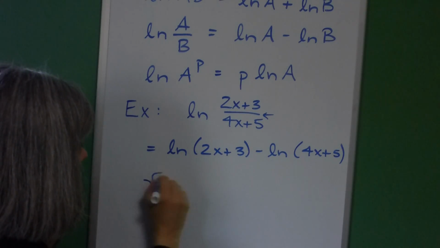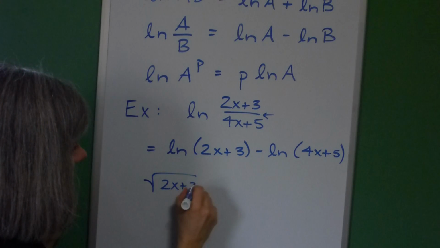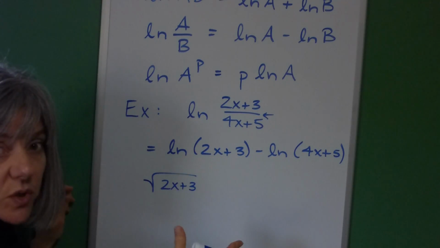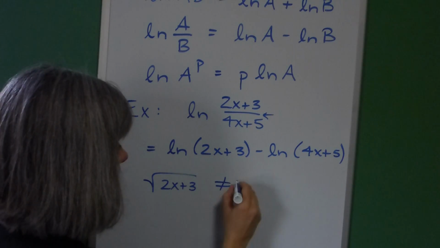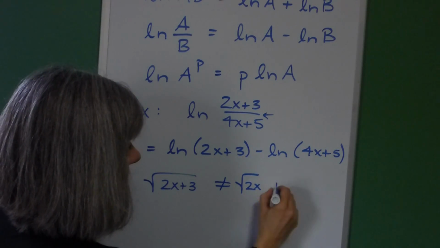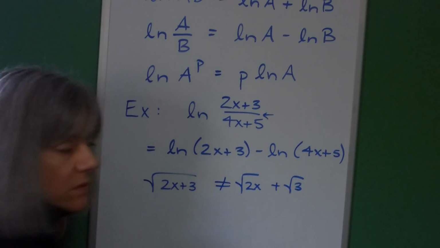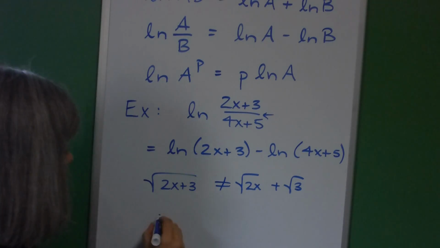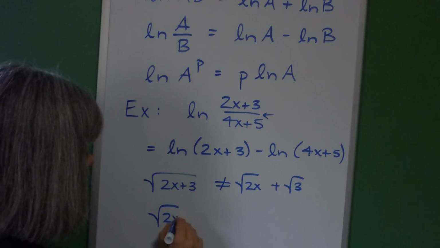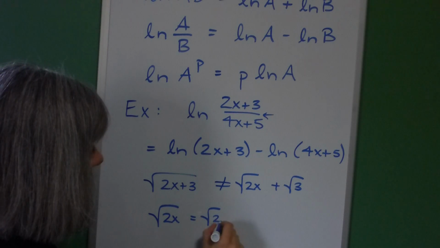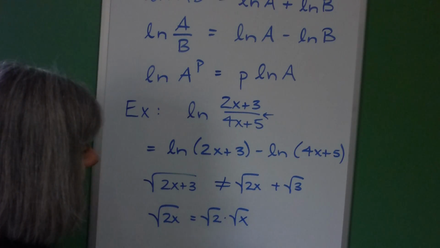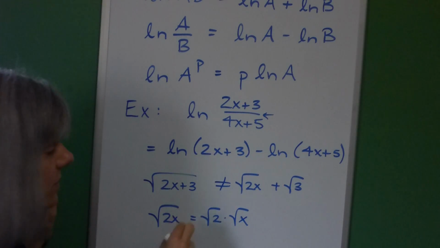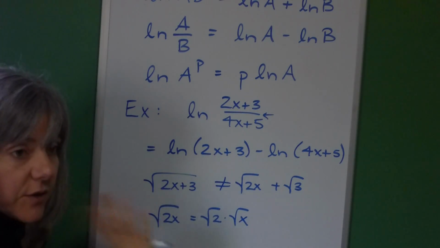It's kind of like when you have the square root of 2x plus 3. There's nothing you can do with that. This is most definitely not equal to the square root of 2x plus the square root of 3. Definitely not. Remember, you can really only deal with things that have multiplied factors. So if I had the square root of just 2x, I could write that as square root of 2 times square root of x. So multiplication on the inside we can deal with. Addition on the inside you can't change.